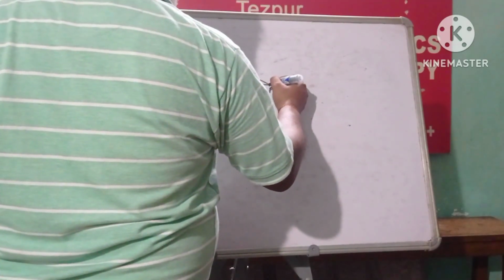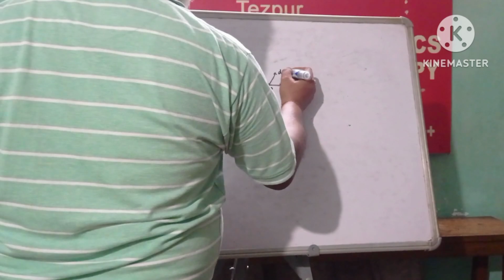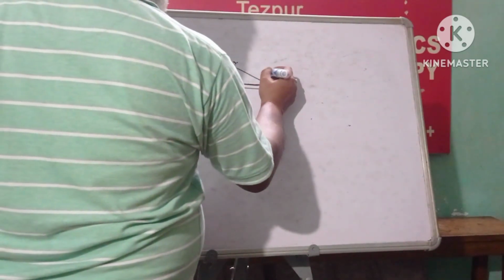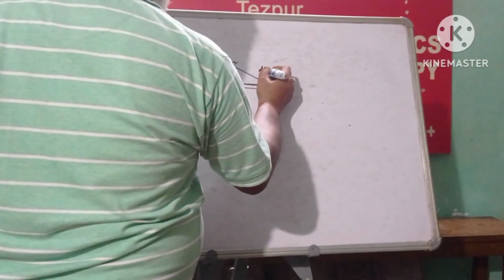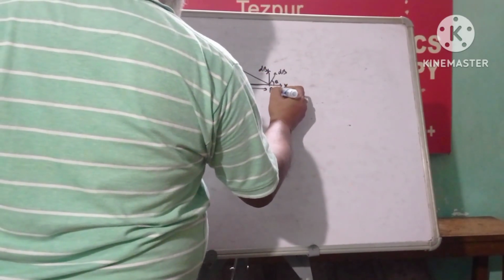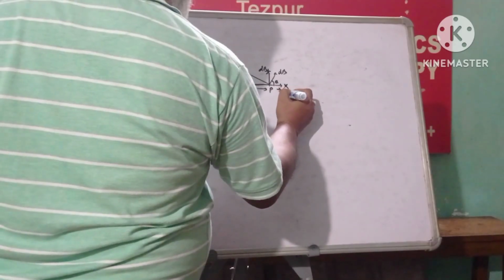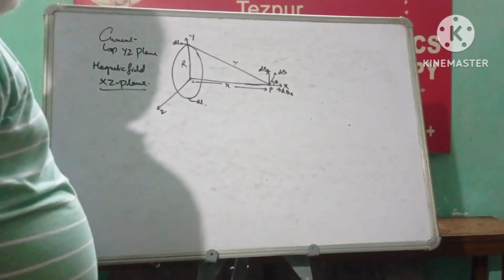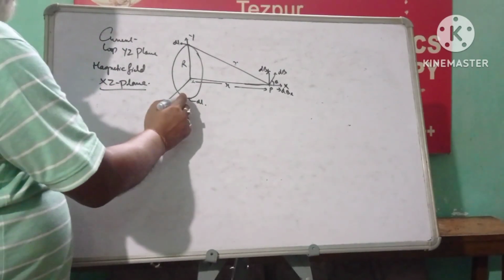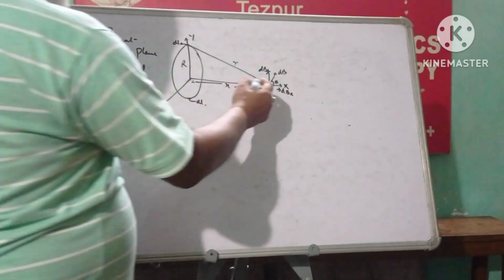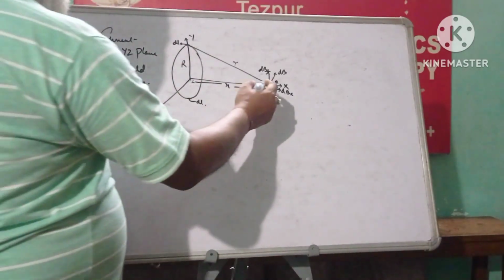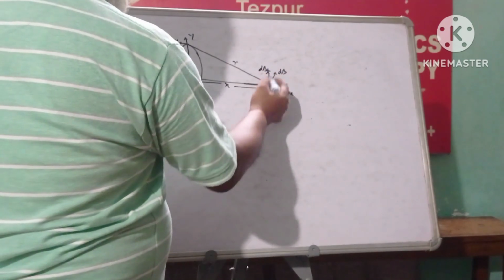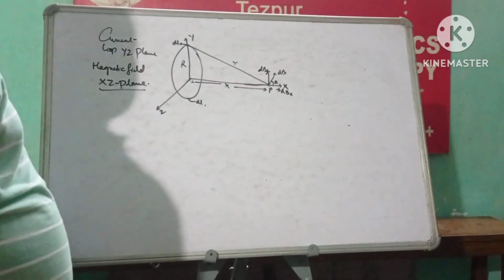So this is the magnetic field making some angle theta with the x-axis. So it has two components. One is the perpendicular component, and another is parallel to the x-axis. This is the x component. Because of this dl, if you consider another dl, there will again be a magnetic field in the opposite direction to the perpendicular. So this cancels out, and only this magnetic field remains here.